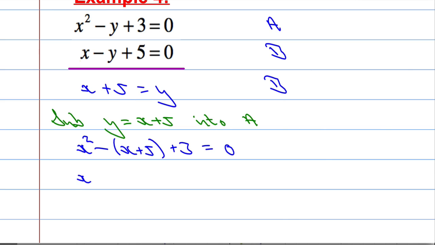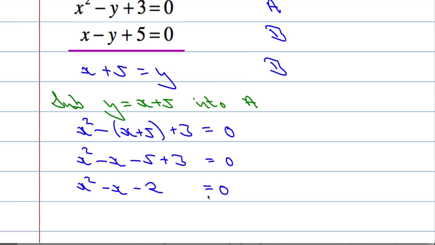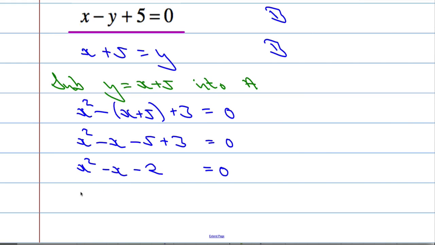So that means x squared minus x, and then minus positive 5 is the same as subtract 5 or minus 5, plus 3 equals 0. So x squared minus x, and minus 5 plus 3 is minus 2, and that will be equal to 0. So here we are again. We've got a quadratic, should be able to factorize it.